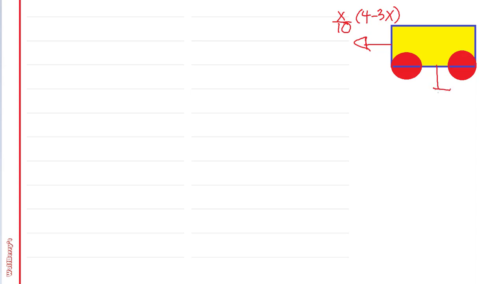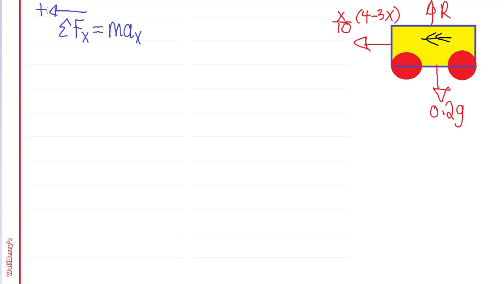Now we have a weight acting, which is 0.2 kilograms, so 0.2 multiplied by gravity, mg, and we have a reaction force acting from the ground onto the toy car. Now this toy car is traveling to the left hand side, so I'm going to put a symbol here saying left side. Now let's develop a mathematical model just as we do with all these questions. Sum of forces in the x direction is equal to mass times acceleration in the x direction. It's going left, so left will be chosen as positive.